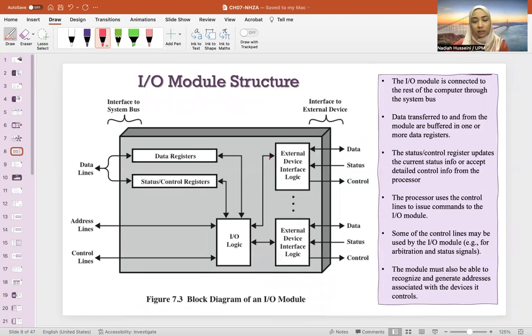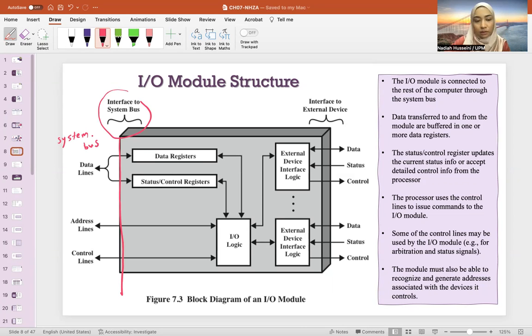Okay, so this is now the I/O module structure. Previously, we were talking about the external device having the buffer, and the external device was connected to the I/O module by 3 lines: control, status, and data. Now, the I/O module structure has the data line, the address line, and the control line. And this is the interface to the system bus. Okay, so this is your system bus basically.